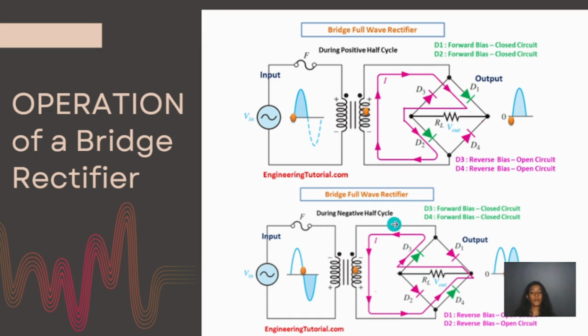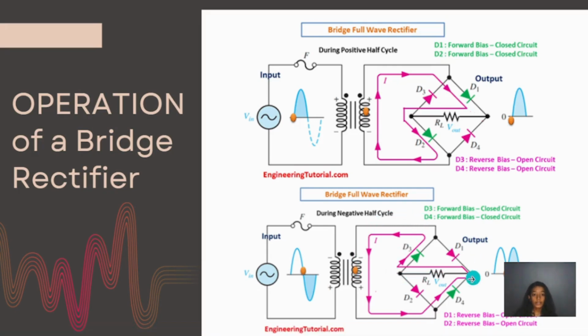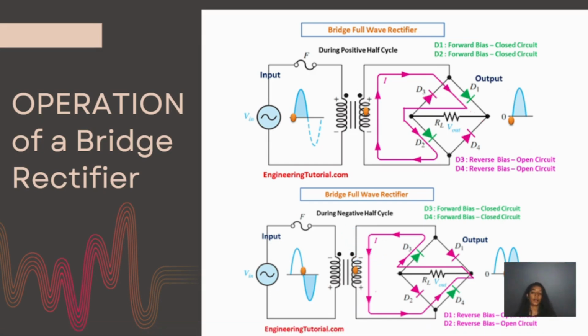Similarly, during the negative half cycle of the input waveform, diodes D3 and D4 are forward biased, that is, they act as closed switches, allowing the current to flow through them, and D1 and D2 are reverse biased, acting as open switches and not allowing the current to flow through them. So the direction of current over here is from D3 to RL, and then from RL to D4, and then back to the negative terminal of the transformer. So this is how a bridge rectifier works. We know that the bridge rectifier has 4 diodes, in which 2 diodes are forward biased and 2 diodes are reverse biased.